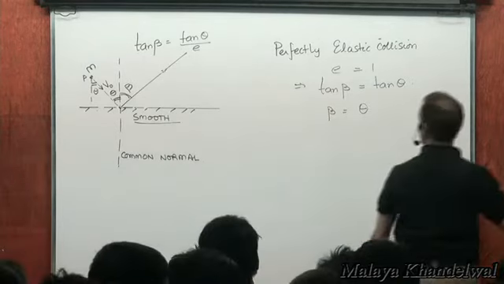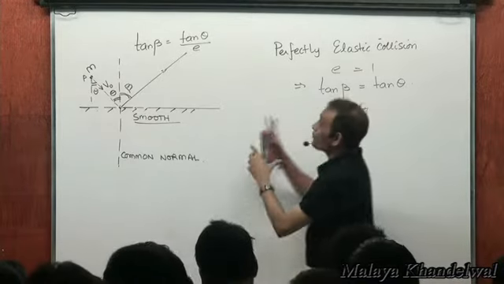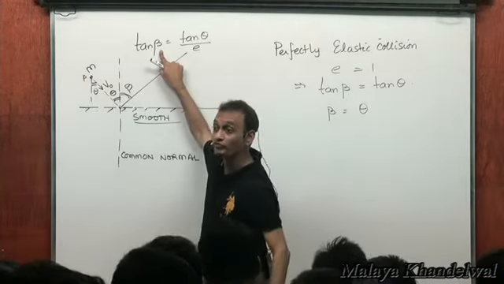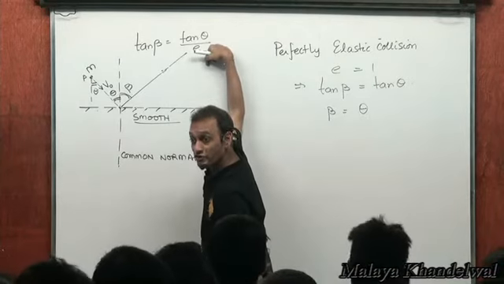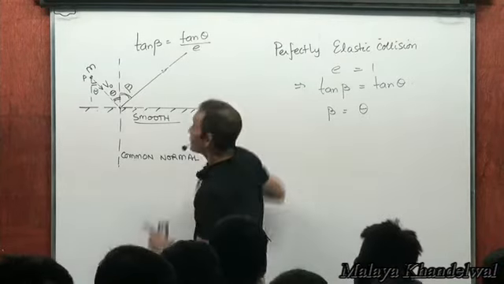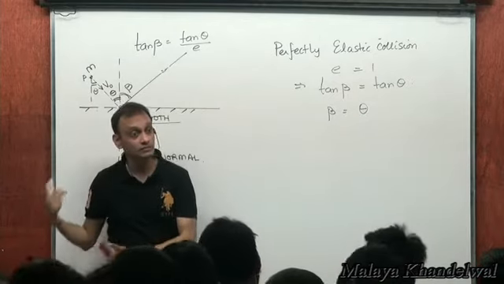So this is important to remember. Tan of the angle of reflection is going to be tan of the angle of incidence divided by the coefficient of restitution. Clear? Can I wipe this off? Is this settled?